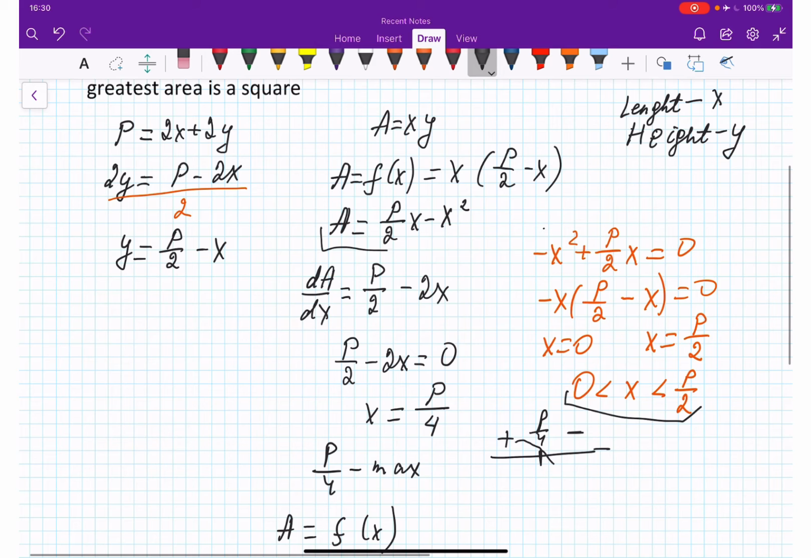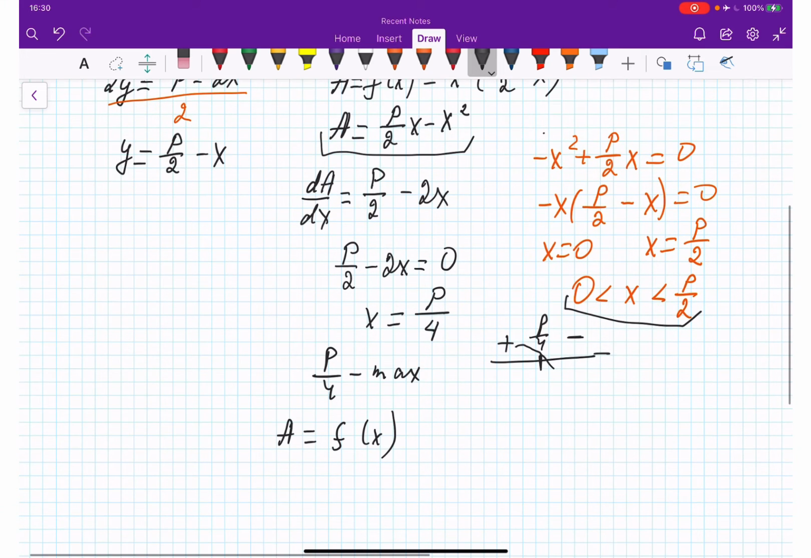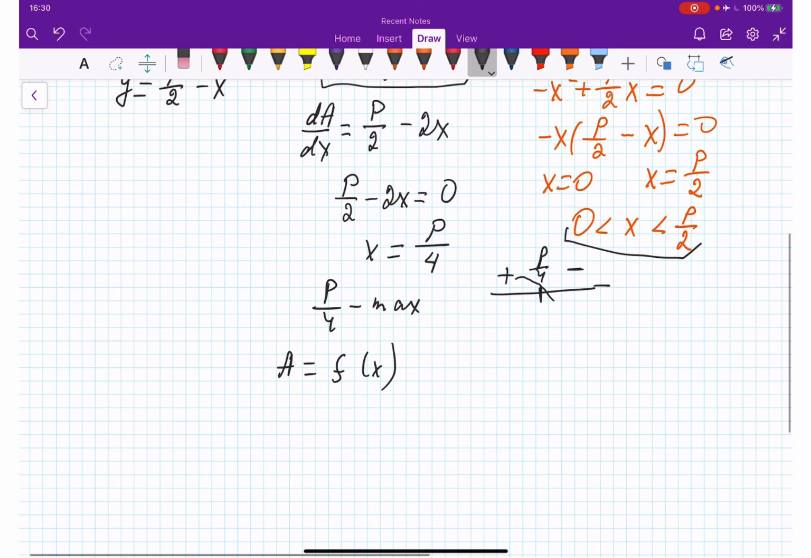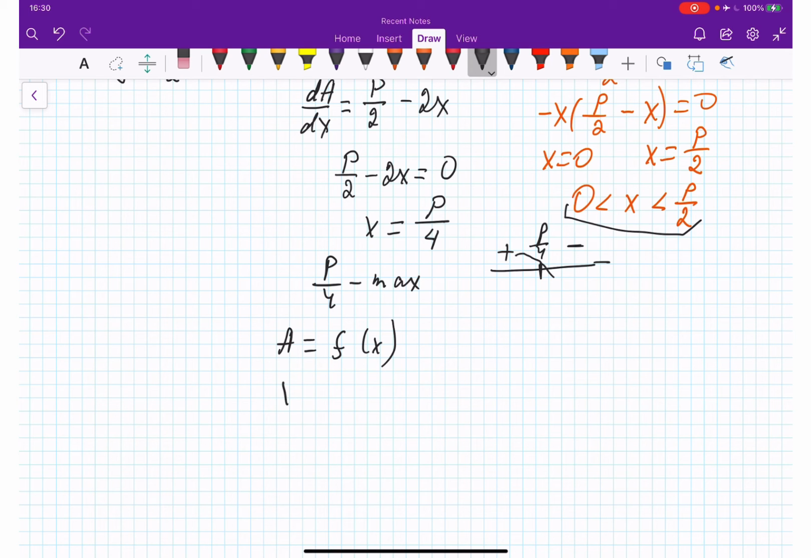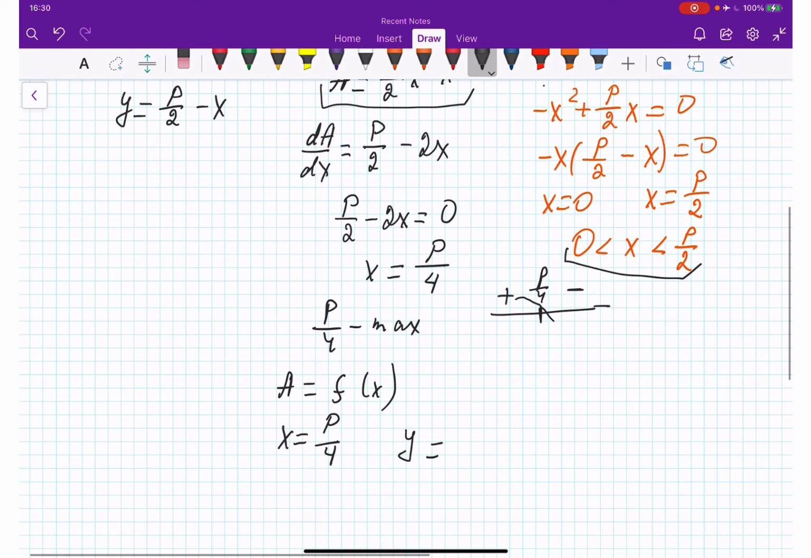Where is it? Right here. Since this is a quadratic equation, we can say it's a global maximum. Okay, let's see. When x is equal to P over 4, then how much is y? Let's find y. Y is going to be P over 2 minus P over 4, and it's going to be equal to P over 4 as well.